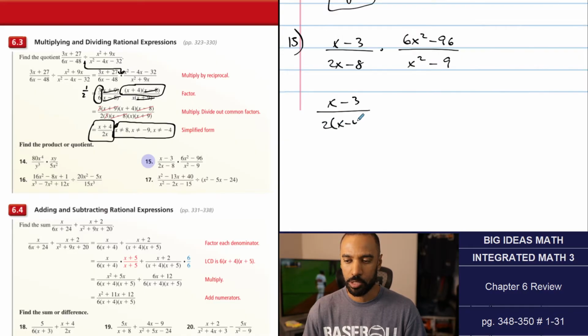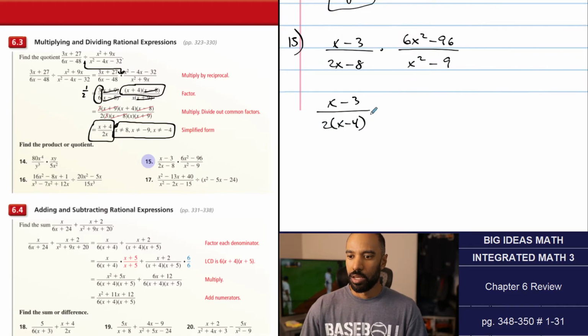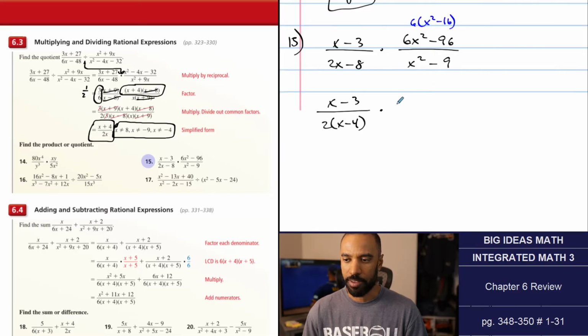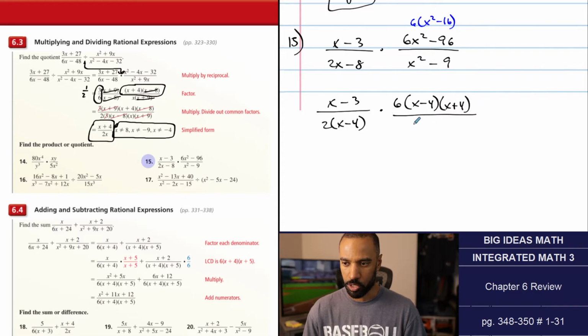This factors into 2x minus 4, 2 times x minus 4. This has a common factor of 6, where you get x squared minus 16. I bring that up so I can do this extra factoring alongside it. We can factor that to x minus 4 times x plus 4. It's a difference of two squares. And this is also a difference of two squares, which is x minus 3 times x plus 3.